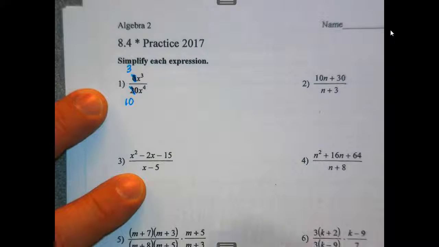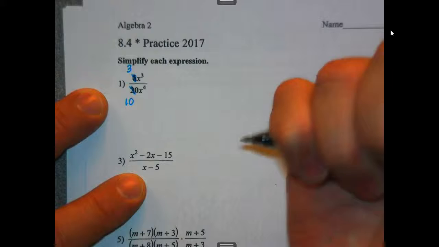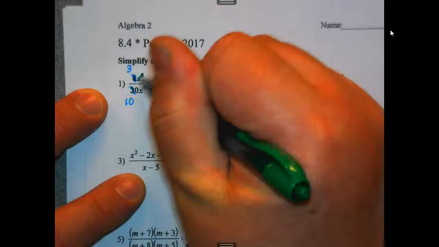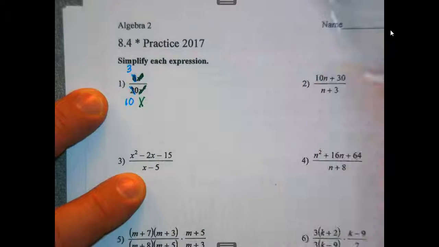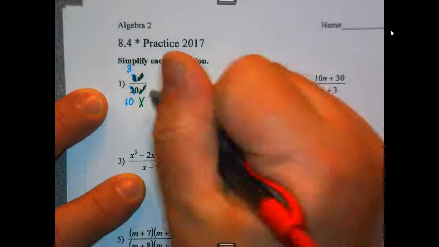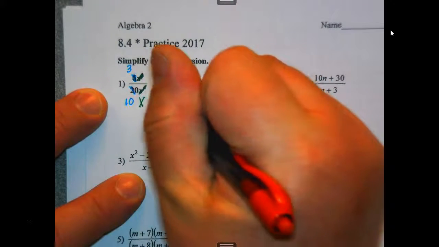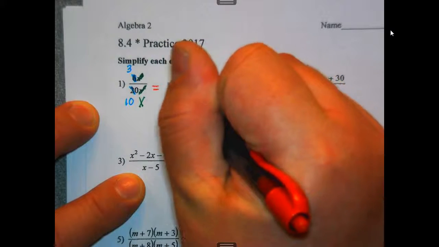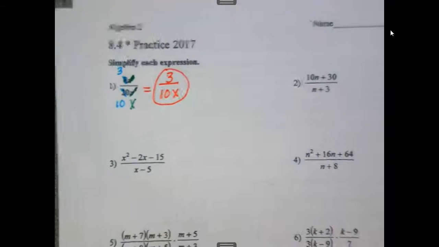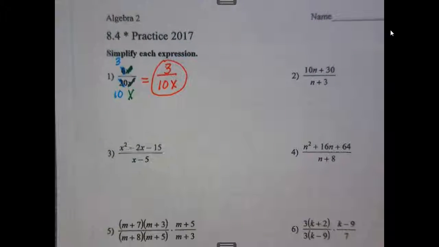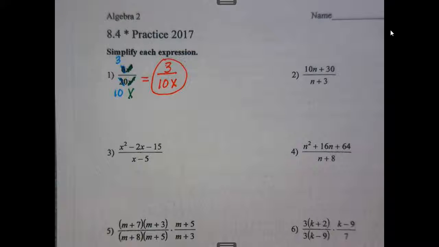I have 3 x's on top, 4 on the bottom. So it's going to leave me with 1 x on the bottom. And I end up with 3 over 10x. Doing much better.